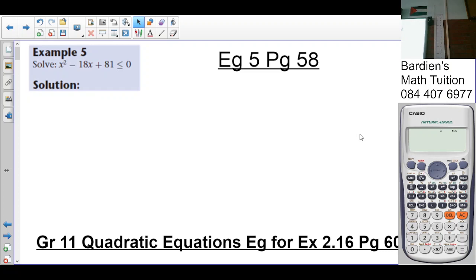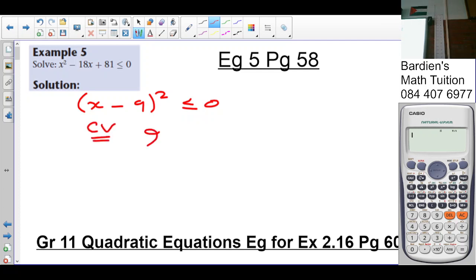Right, so what we need to do is factorize this first. It is in standard form. If I factorize it, I've noted here that this is actually a perfect square trinomial. So what's my critical value here? X, your critical value is 9. Smiling or frowning parabola?